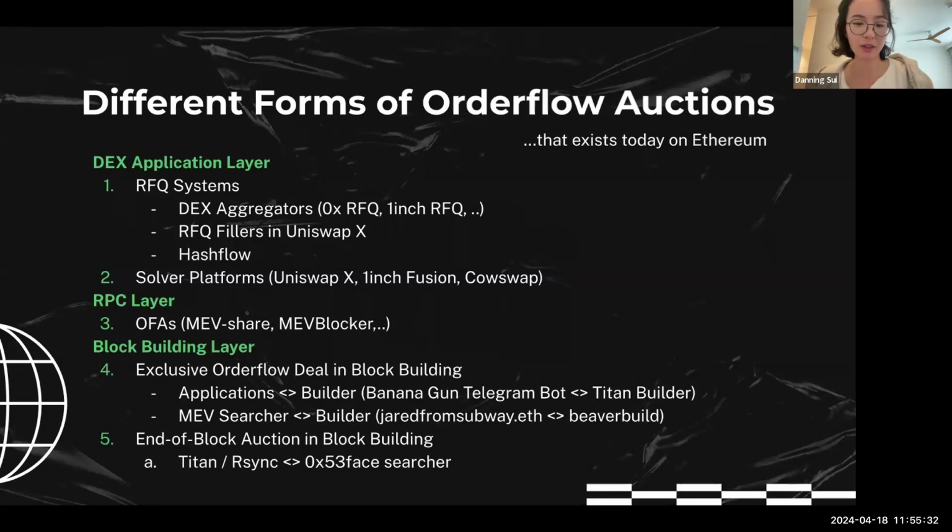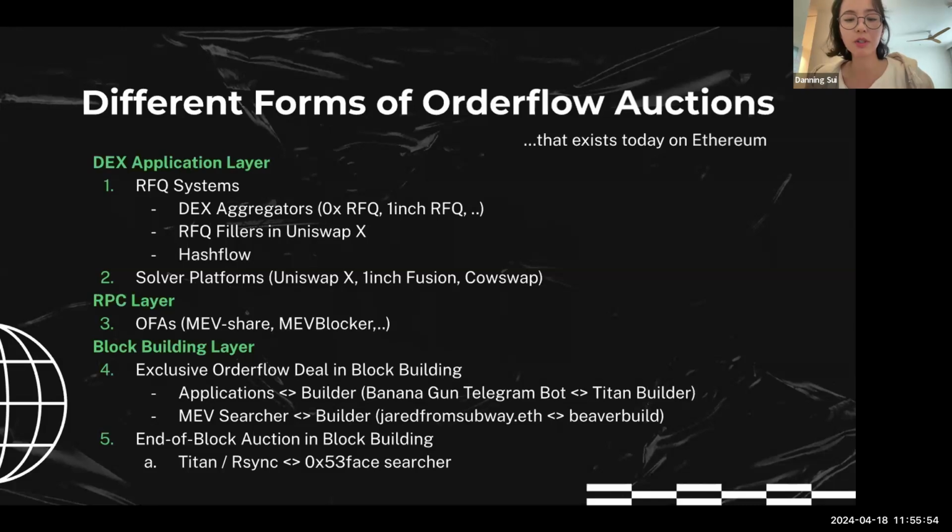In this case, we will have an extra edge to compete for the block, and maybe we can actually keep the value as profits for you and me together, right? And then we can split it. So that's exclusive order flow. There's also a famous searcher called Jared from Subway, who has a deal with another big builder. There's another one called end of block auctioning.